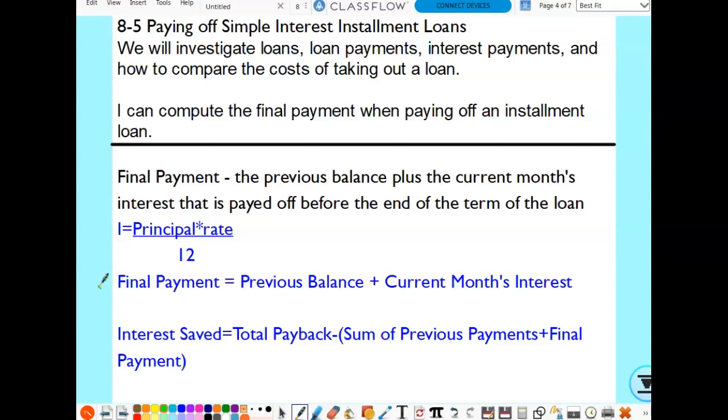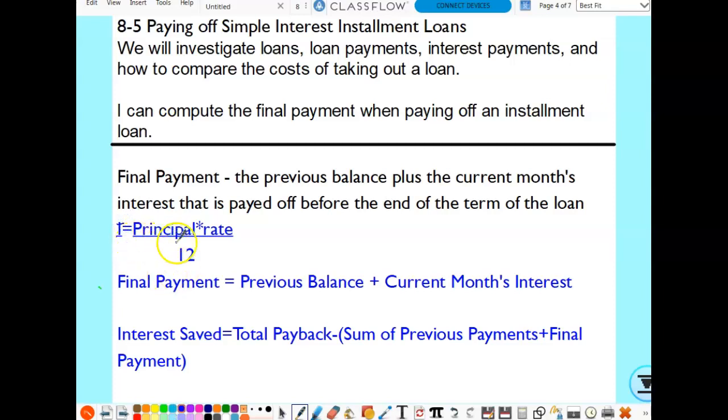8.5 is paying off simple interest installment loans. What we want to be able to do is compute the final payment when paying off an installment loan. So again, these that we've been talking about are all about installment loans, not single payment loans. For this one, the first thing that we have to calculate is what our interest is. So that is an I.